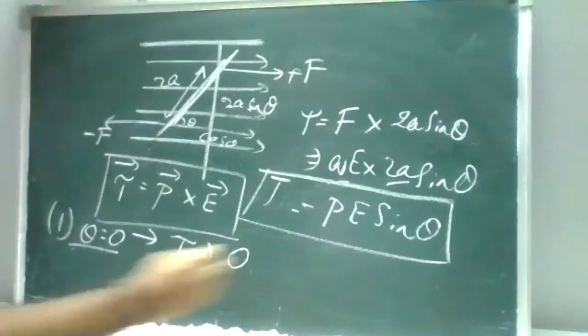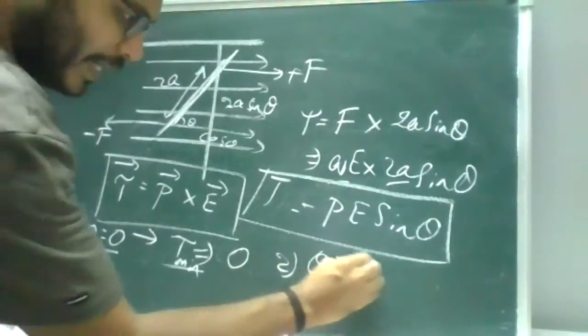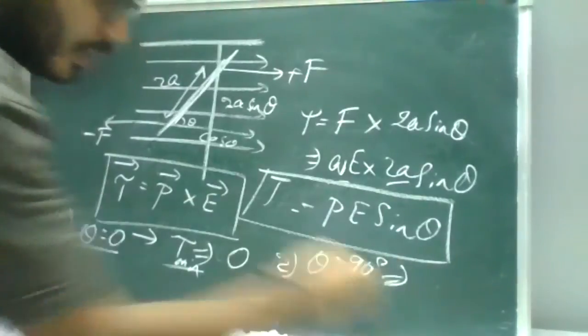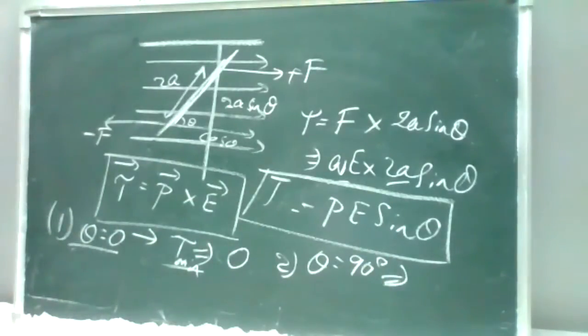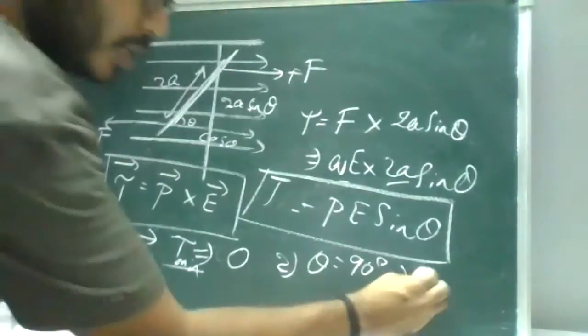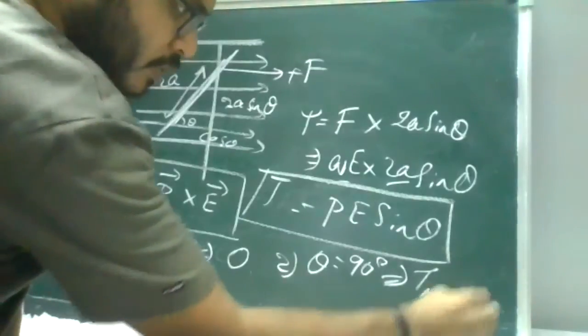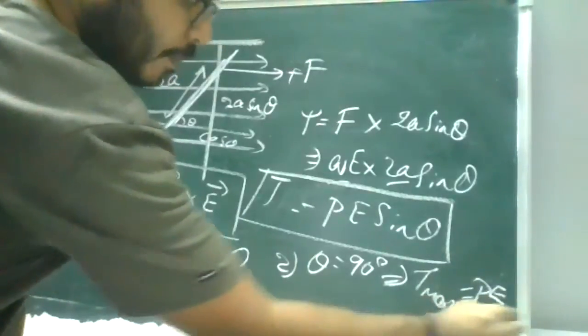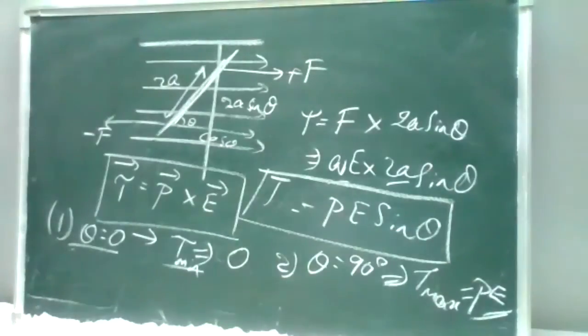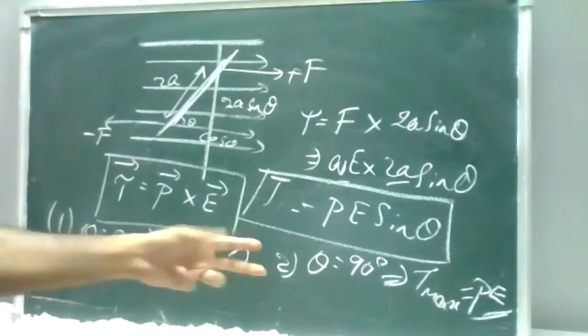Now, second case, if theta is equal to 90 degrees. What will happen when theta is 90 degrees? What is the value of sin 90? It is 1. Yes. So then torque is maximum torque. Torque is maximum, which is PE. So sin 90 is 1. So this is your second case.